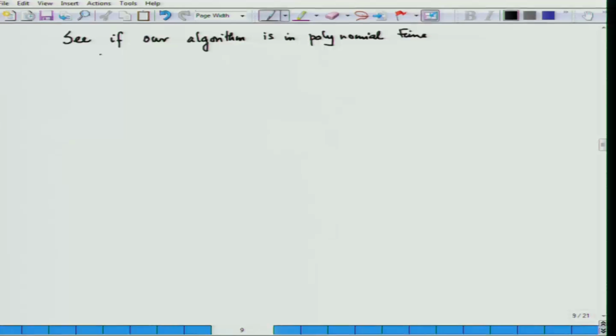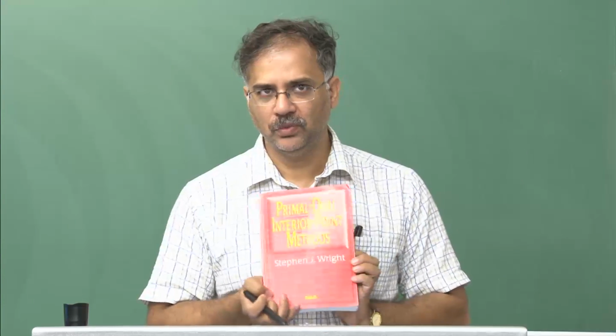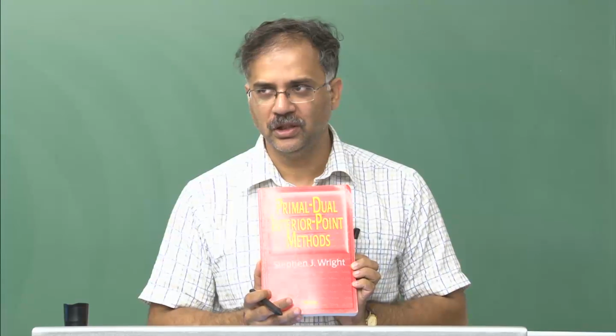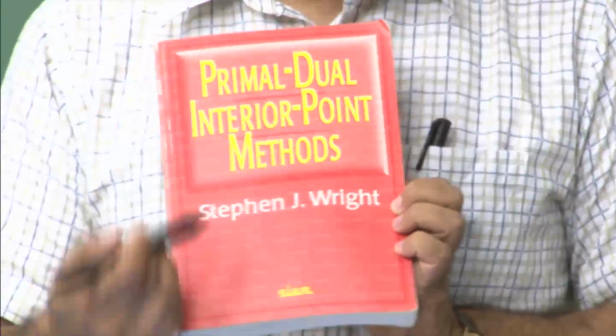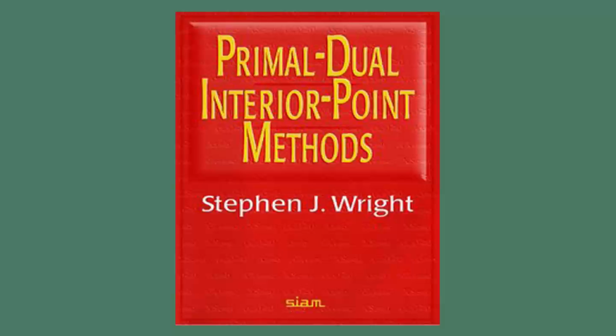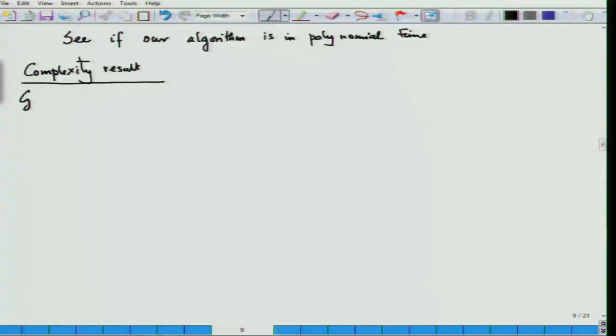So, let me start with this complexity result. The statement goes as follows, and this is from the book Primal-Dual Interior Point Algorithms by Stephen J. Wright. It would be good if you have a look at the book; I think showing it is a much better technique than writing it down. You could see the whole title, the publisher SIAM and the author. So, let us take epsilon between 0 and 1.